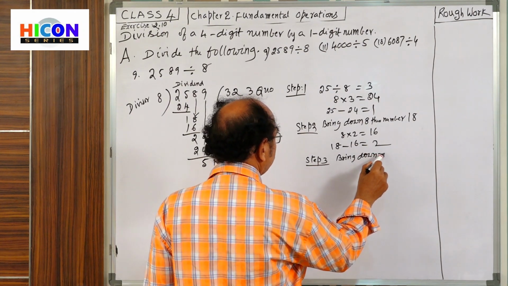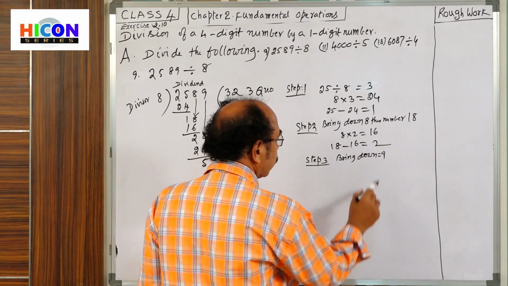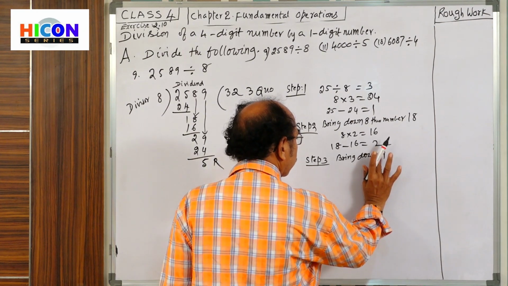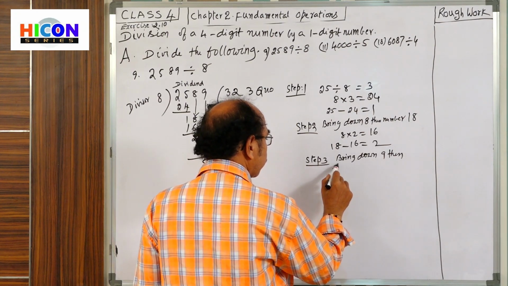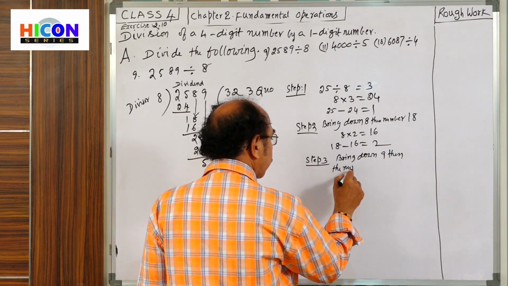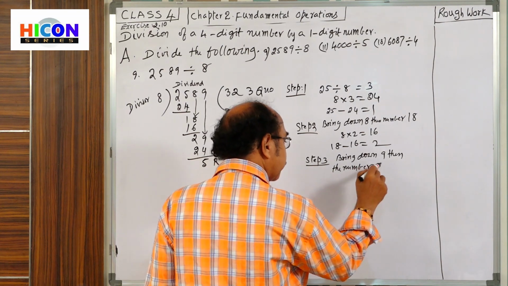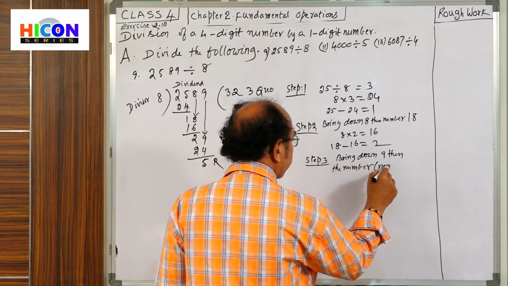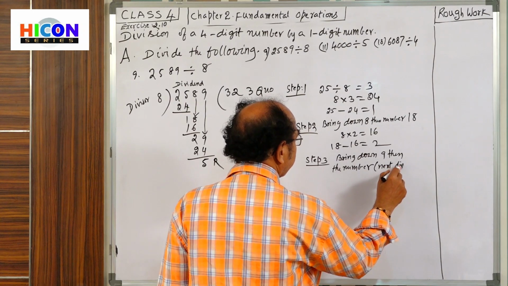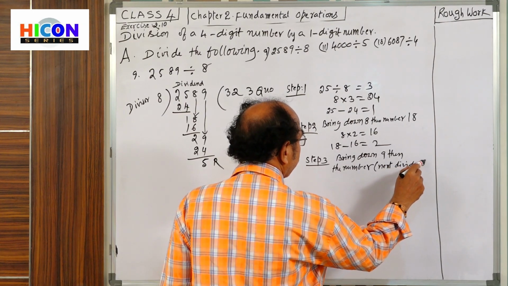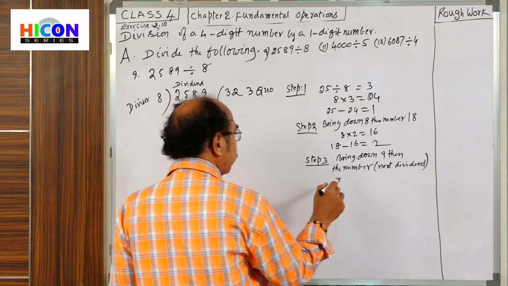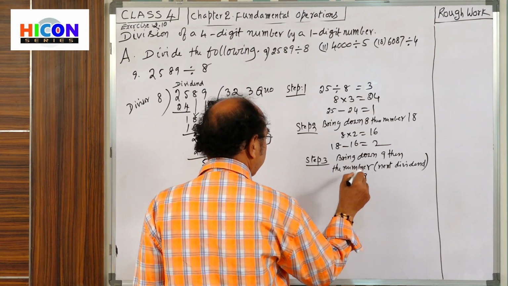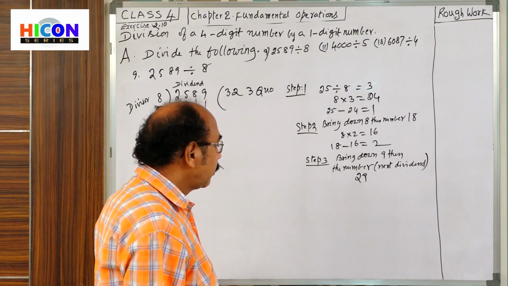Bring down 9. Then the number is... That means next dividend. Okay, then what is the next dividend? 29.